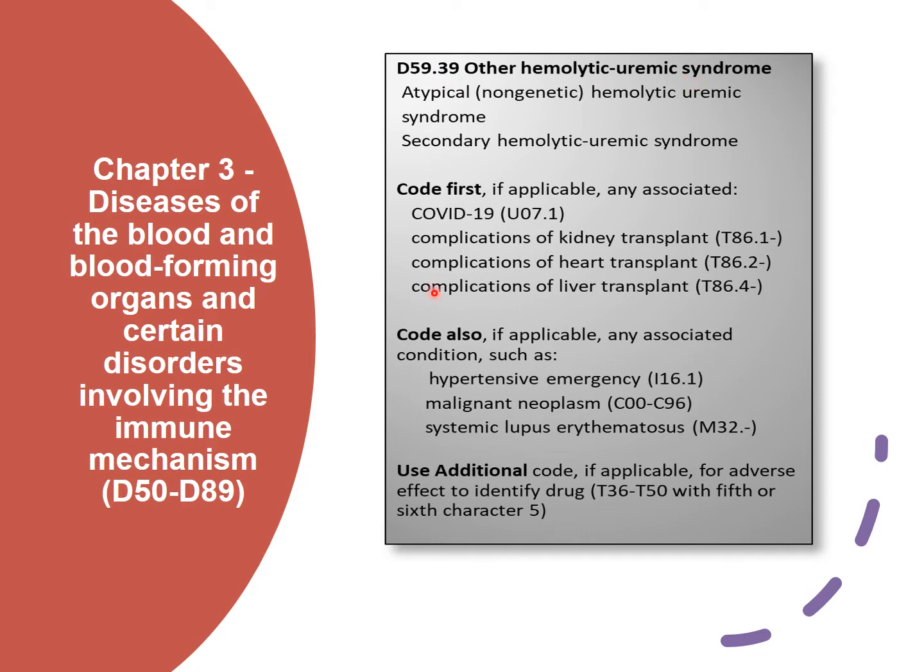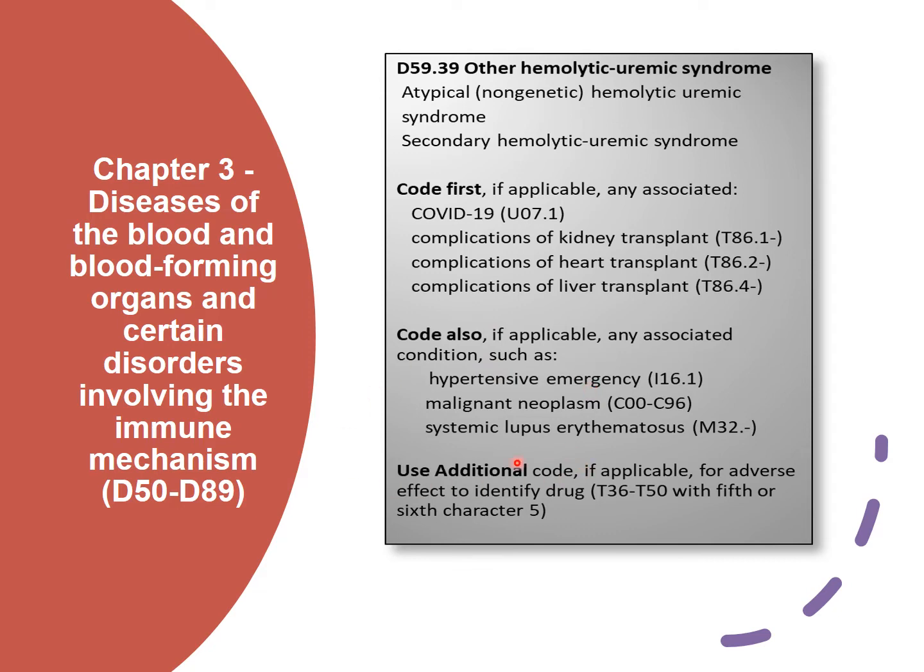Next one is code also conditions. Code also conditions will be reported additionally in addition to the D59.39. They are hypertensive emergency I16.1, malignant neoplasm C00 to C96, systemic lupus erythematosus M32. Whenever the patient has these associated conditions, report D59.39 as a primary diagnosis and these conditions as secondary diagnosis.